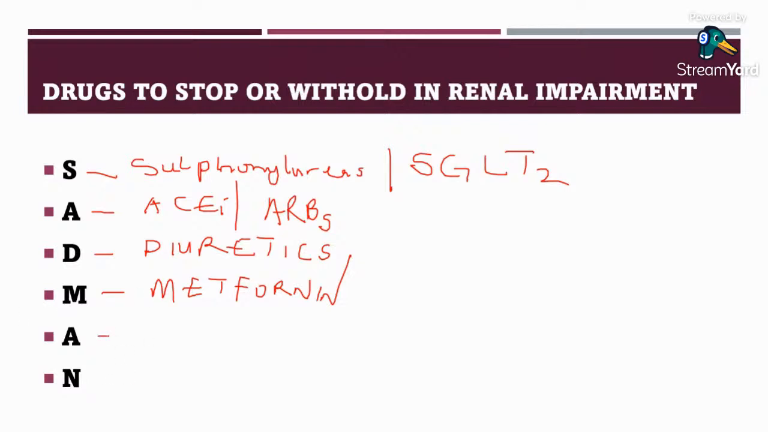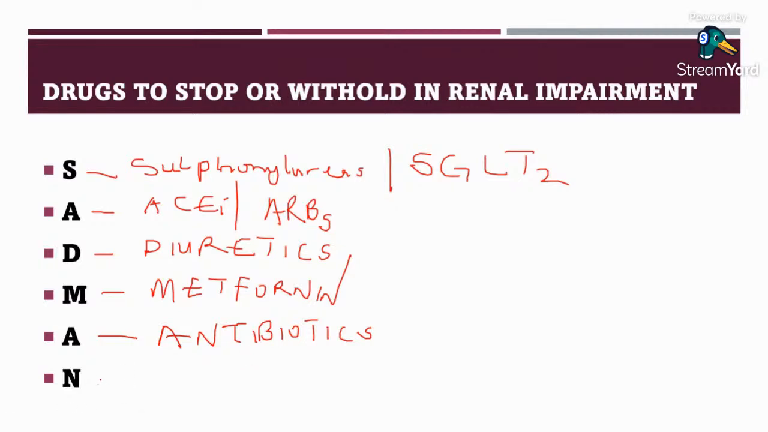The next A stands for antibiotics. Not all antibiotics, but some antibiotics can affect the kidneys, so we should consider stopping or withholding those. A very good example would be aminoglycosides, so your gentamicin, for example, and neomycin. Aminoglycosides can affect kidney function. We also have vancomycin, which is also nephrotoxic. So consider withholding drugs like that when a patient has renal impairment.